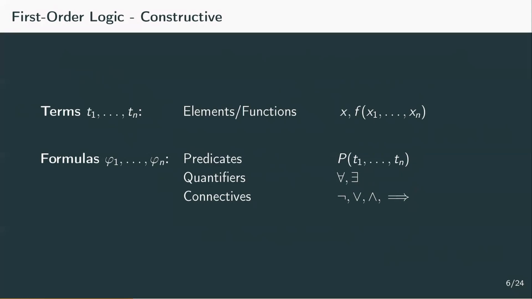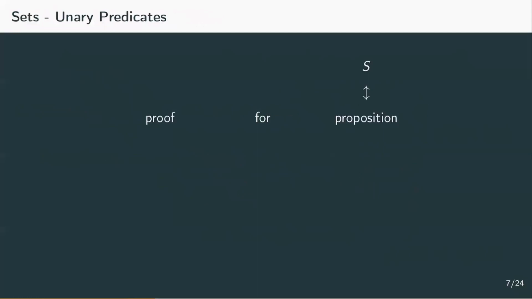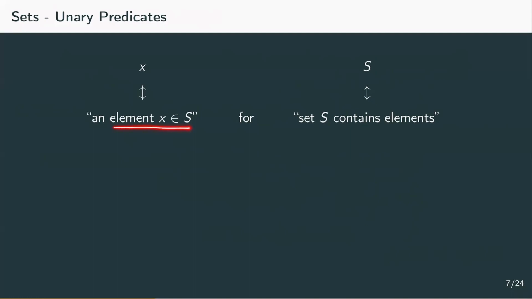We start by defining unary predicates, sets. A unary predicate is a predicate consisting of only a single component. A set S gets an element X and returns true if that element is in the set and false if it is not. The proposition S, without a given X, just says the set S contains elements. And every element actually contained in S is a proof for that proposition. Especially in constructive logic, where a proof by contradiction might not be sufficient, we need to give an element contained in S to prove that S is not empty.